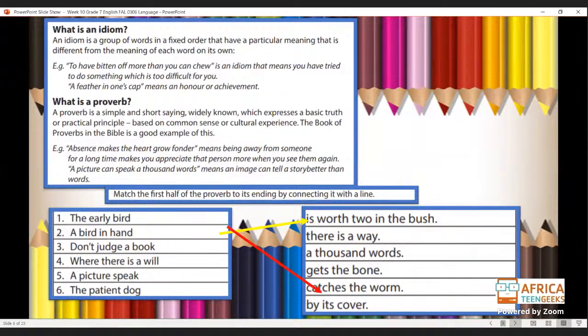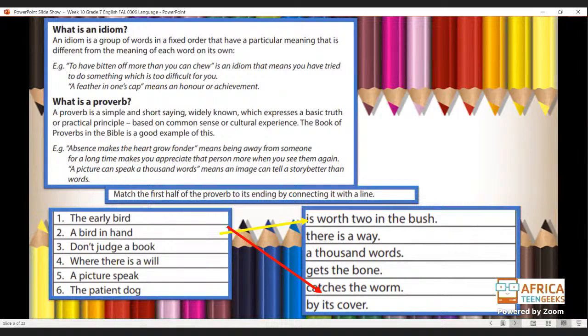Okay, so the early bird catches the worm. Well done. Pat on the back. Number two, well done. For those who got this right, a bird in the hand is worth two in the bush. Am I breaking up a lot? Sorry about that. I do not know why. So very, very good. Early bird catches the worm. Pat on the back. Well done.